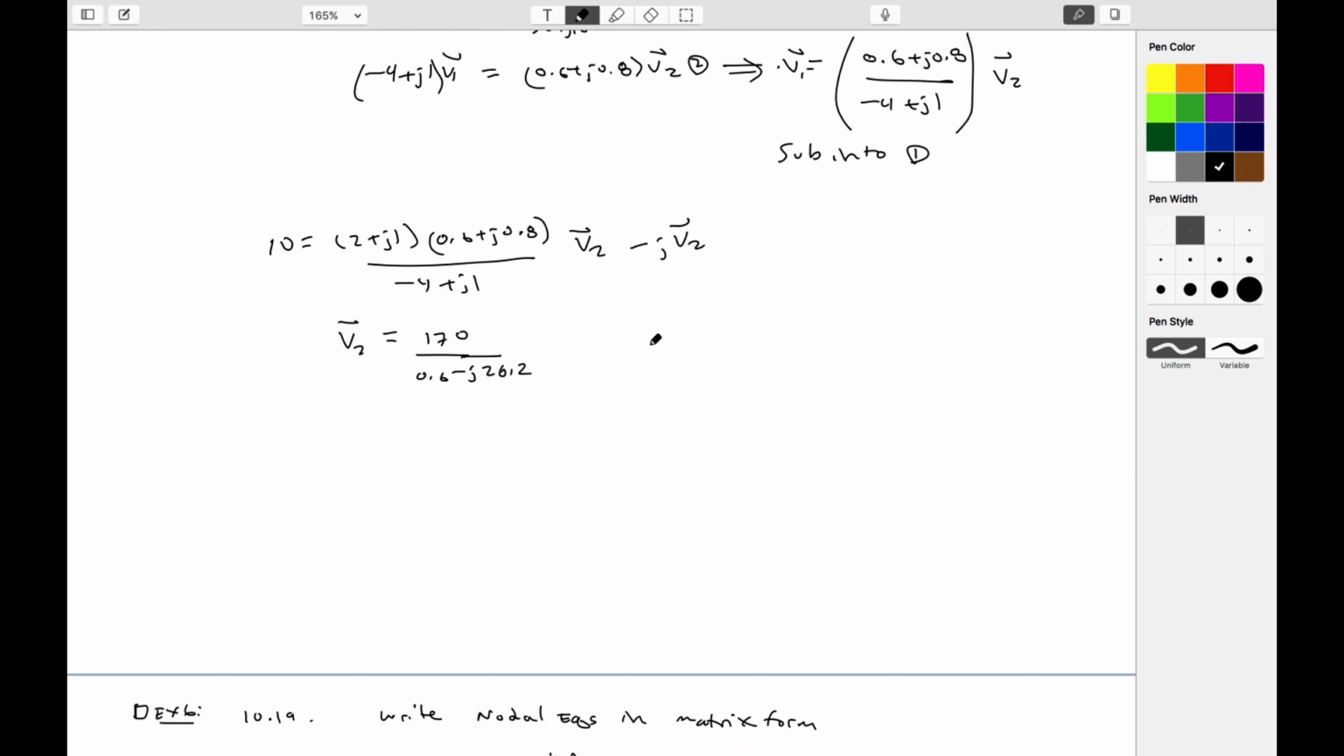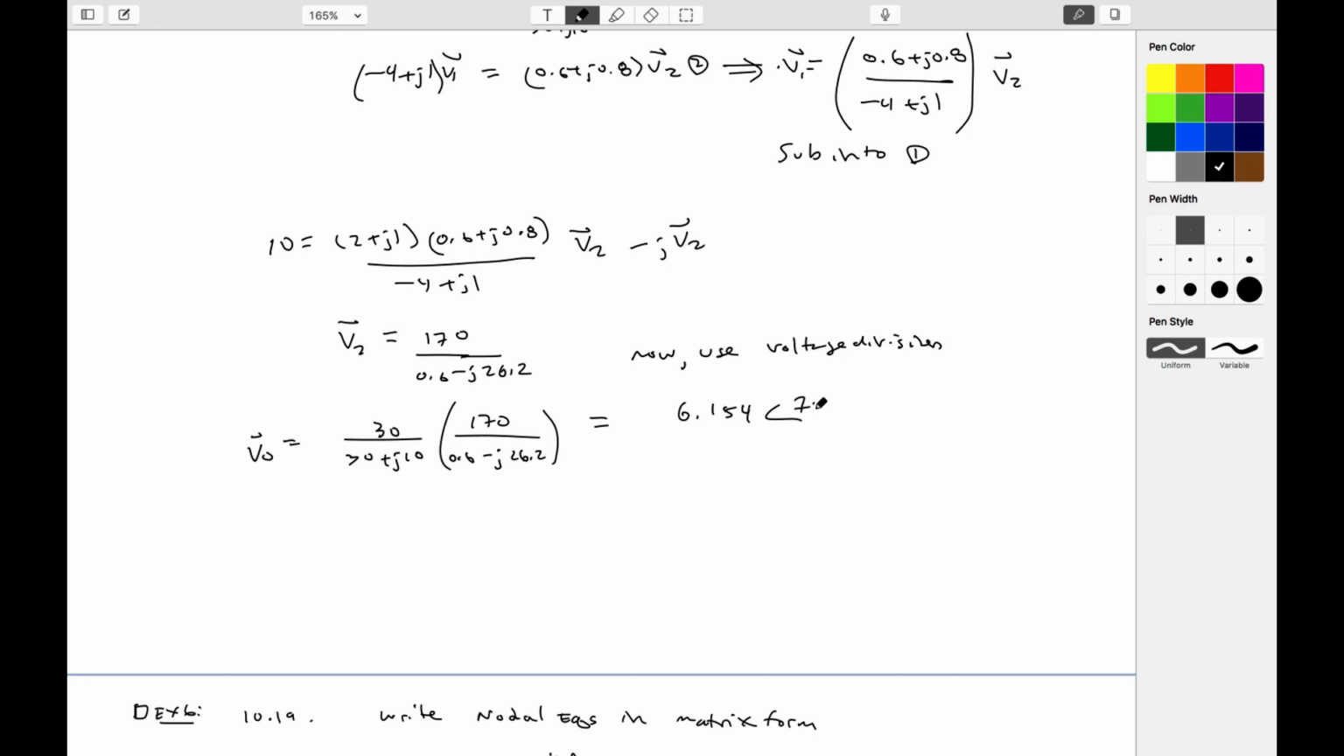And then finally, to find V naught, use voltage division. We'll see that V naught is equal to 30 over 30 plus j10 times the thing I just found, which is 170 over 0.6 minus j26.2, which is equal to 6.154 angle 70.26 degrees volts, which we can convert back to the time domain, which is what I want.